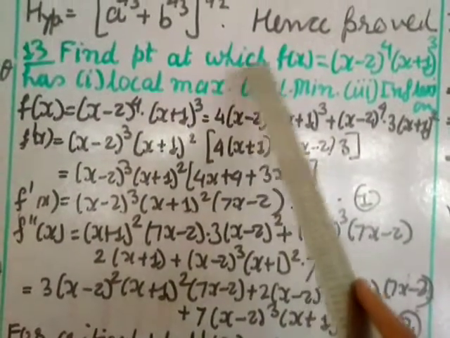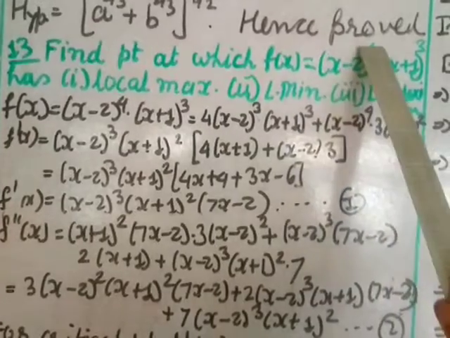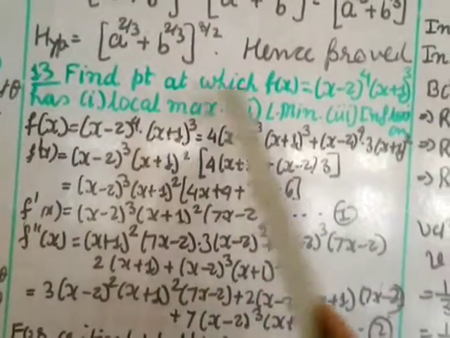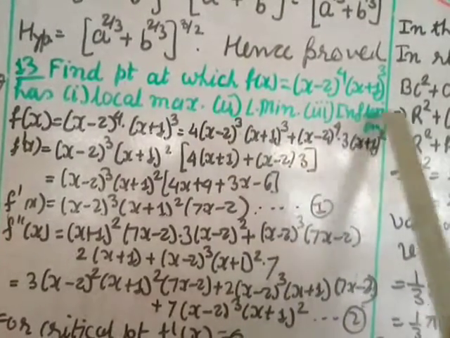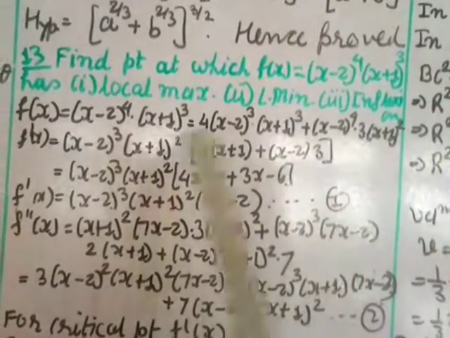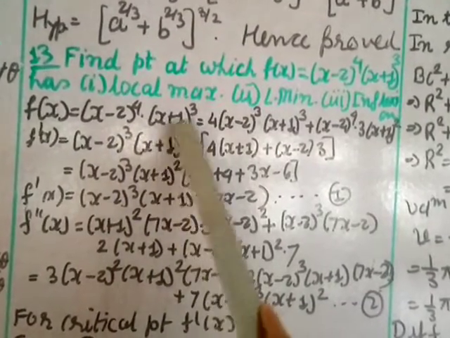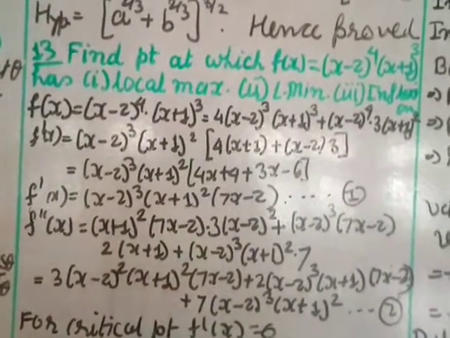Question number 13. Find the points at which f(x) is equal to (x minus 2) power 4 times (x plus 1) power 3 has local minimum, local maximum and point of inflection. So first differentiate f(x) is equal to (x minus 2) power 4 (x plus 1) power 3. I am differentiating. So this is f dash x actually.